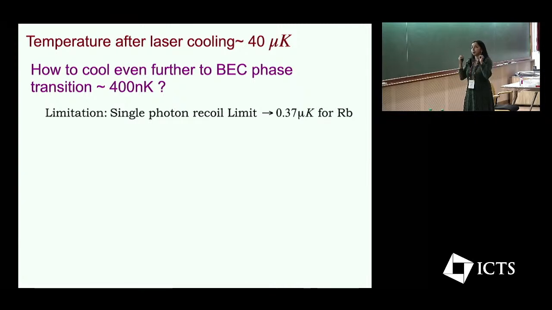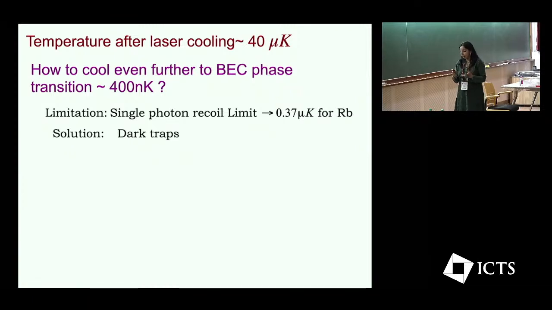Now, isn't it already enough to go to a Bose-Einstein condensate? Actually not, because there is a fundamental limitation. As I had said, you are absorbing a single photon, but absorbing a single photon heats up the atom by around 1 microkelvin. So we cannot go to a lower temperature than that. To go further down in temperature, we have to adopt a special technique called evaporative cooling, which can take us to nanokelvin temperatures, where we can get the BEC transition temperature.